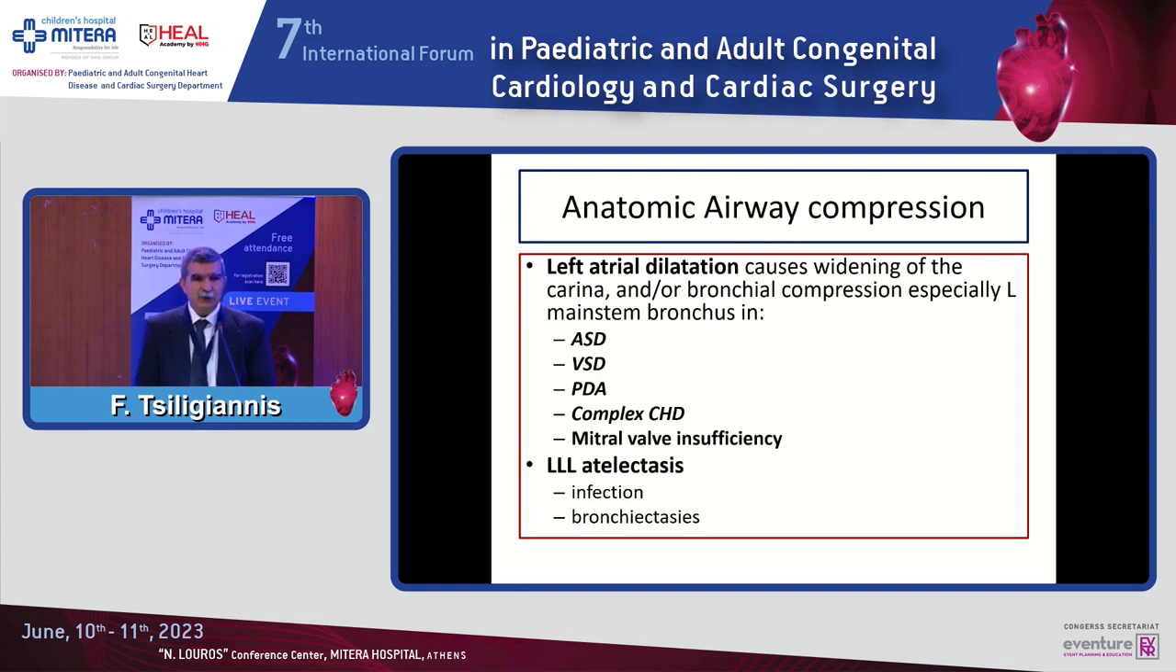Anatomic airway compression may first come from left atrial dilatation, which causes widening of the carina and bronchial compression, especially of the left mainstem bronchus, and you can see it in various congenital heart lesions. That may lead to left lower lobe atelectasis, infection, and in the long term bronchiectasis.